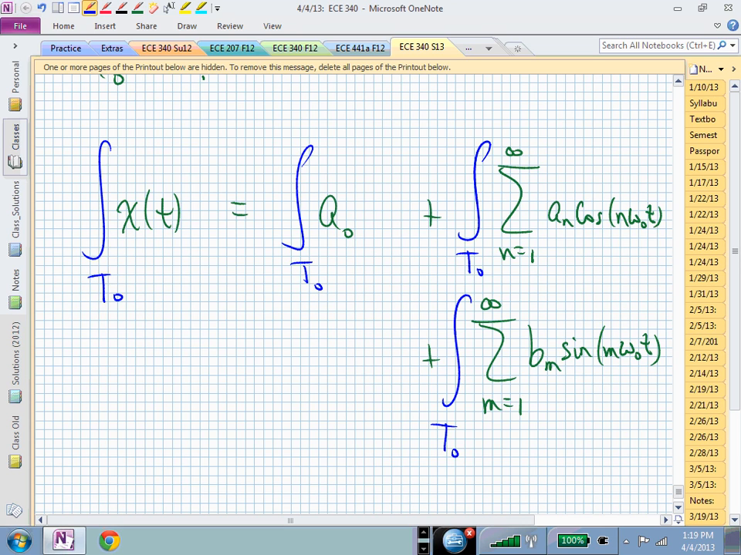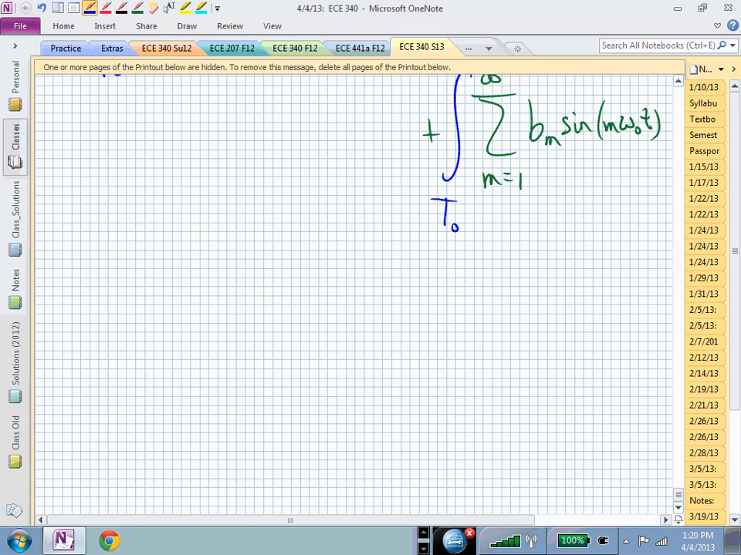If it's not making sense, just look at the first few terms of that summation and see what's happened. You're now integrating a cosine omega naught t. You're integrating a cosine of 2 omega naught t, just scaled by some coefficient, a sub n, and you're doing the same with the sines and the cosines. What happens, so let's just see what I have. I have now the fundamental.